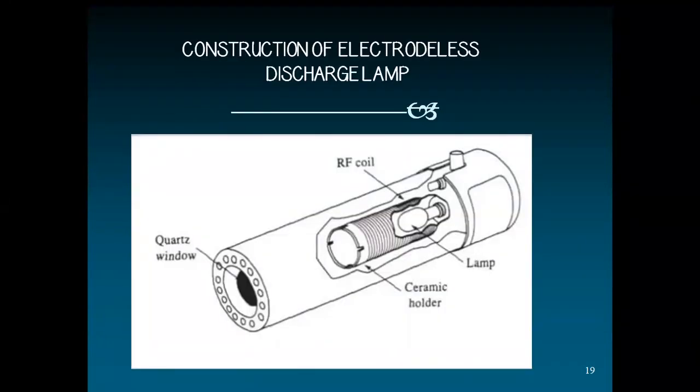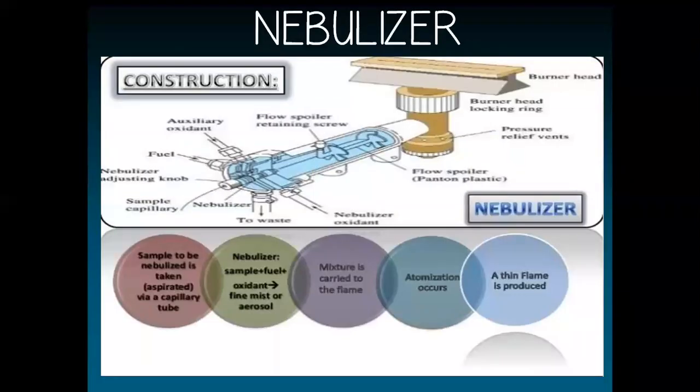So if you look at the construction of an electrodeless discharge lamp, it consists of a radio frequency coil, as we can see, and then a ceramic holder which contains your lamp, and a quartz window from where the radiation can come out. The construction is a bit simpler than the previous construction, and of course it gives us much more added advantages because it gives high intensity radiation and fluctuations are not observed in this type of lamp.